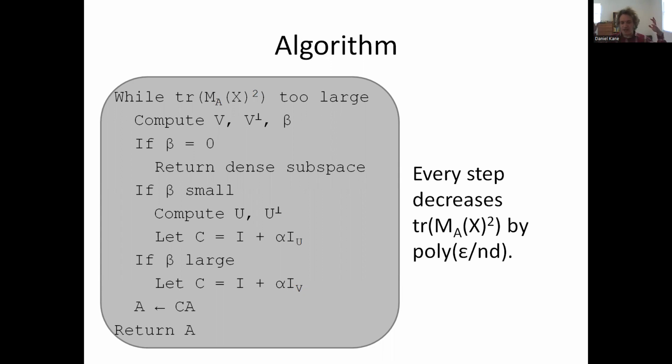And the basic point of the analysis is that every step here decreases the trace of this squared matrix by some polynomial in epsilon and n and d. And so the number of iterations that this requires is polynomial only in those parameters. Okay, so that's the basic algorithm.